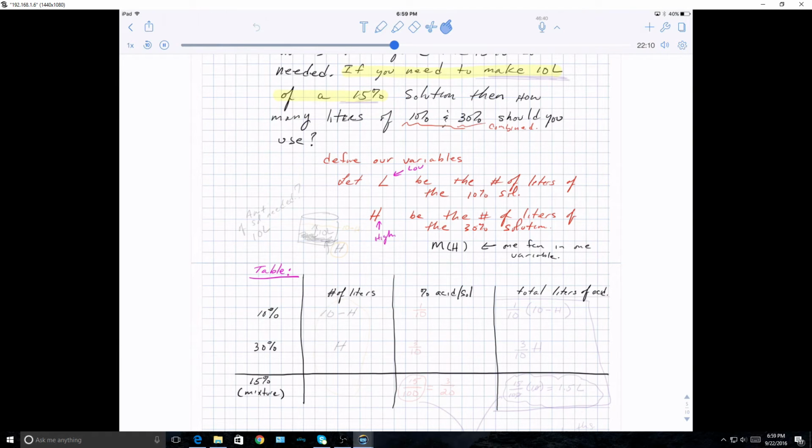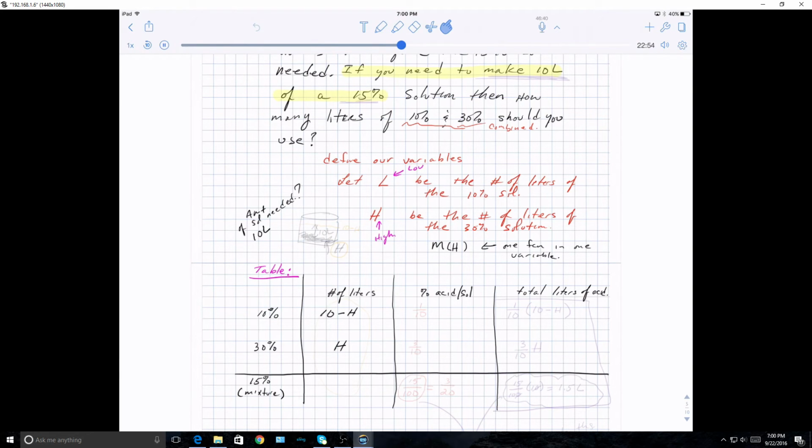So based upon all of this information, I'm going to let the 30% amount be H. Well, if that's the case, what was the amount that we needed? The amount of solution needed, that was 10 liters, right? So if we know that we're going to make 10 liters and so many of those liters are H, then it stands to reason that 10 minus H is actually the number of liters of the 10% that we have left over.